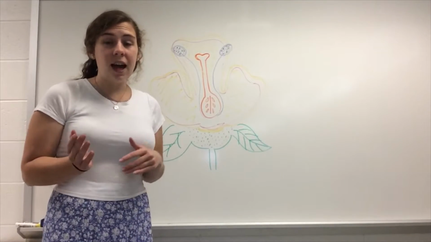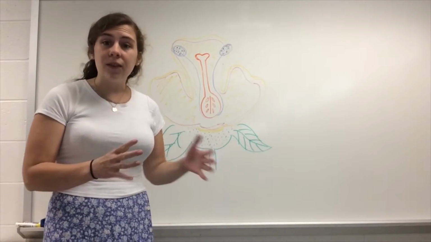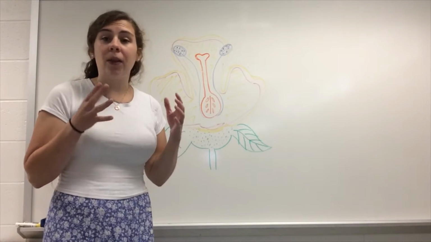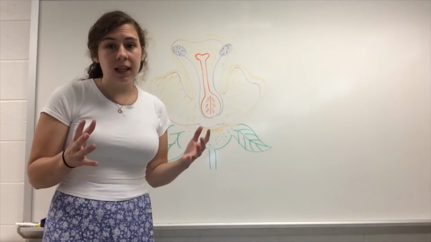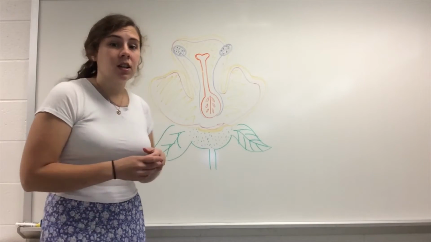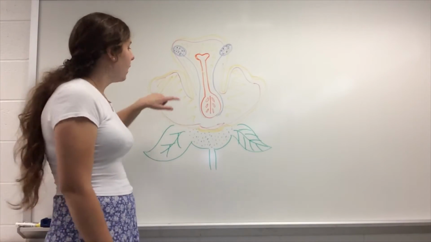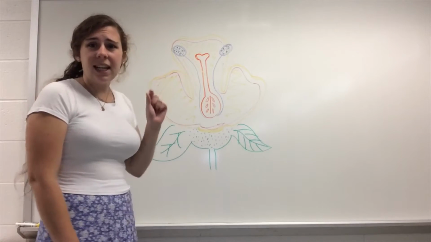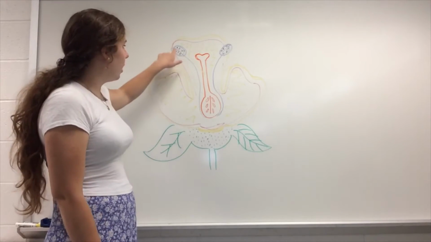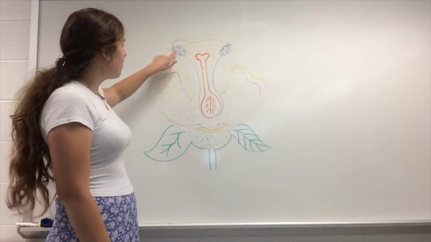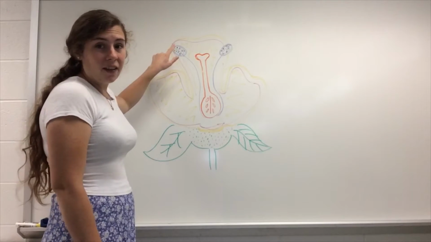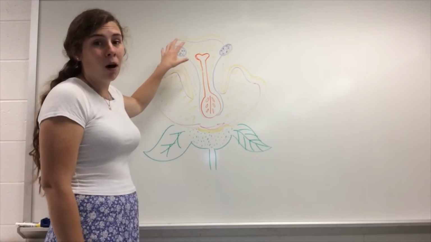There are male and female parts of a flower. The female parts collectively are called the pistil, and the male parts collectively are called the stamen. I've drawn the male parts in blue on this flower diagram. This is a filament, a thin tissue that extends up into the air, and on top of it is the anther. On the anther there's lots and lots of pollen.